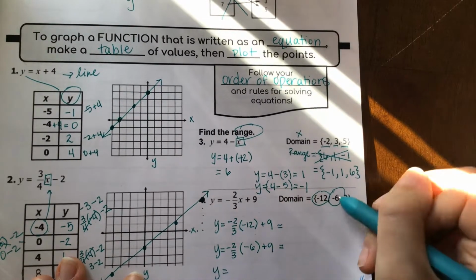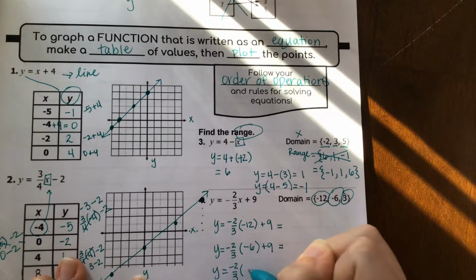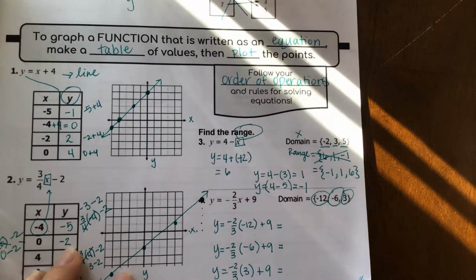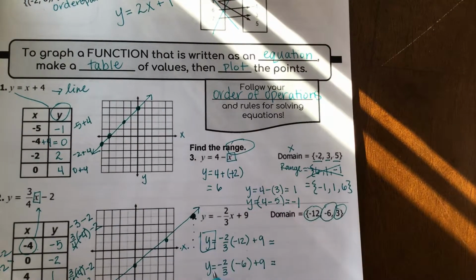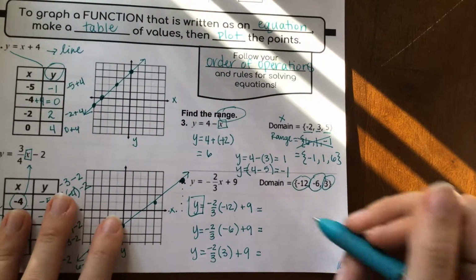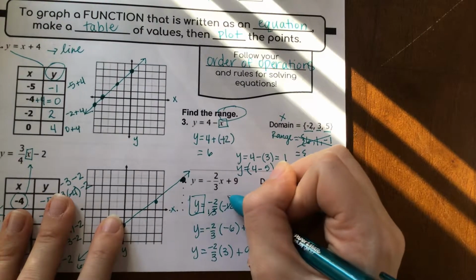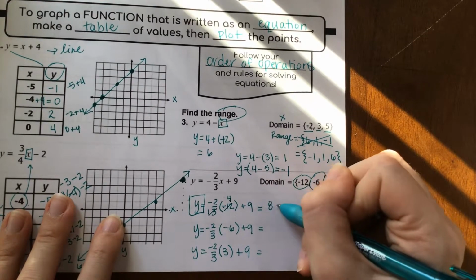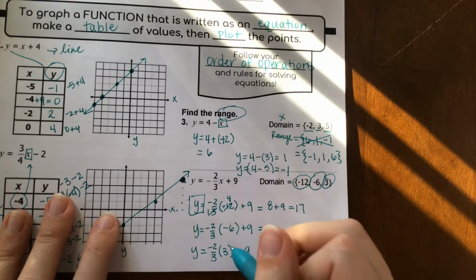And then our third domain value, we're going to plug in that 3, negative 2/3 times 3, and add 9. And see what that comes out to. And those will give us our y values, because we're finding what does y equal, which represents our range for those numbers. So evaluating these ones, 3 goes into 3 once, 3 goes into 12 4 times, so negative 2 times negative 4 is a positive 8, plus that 9 that we had would be 17.